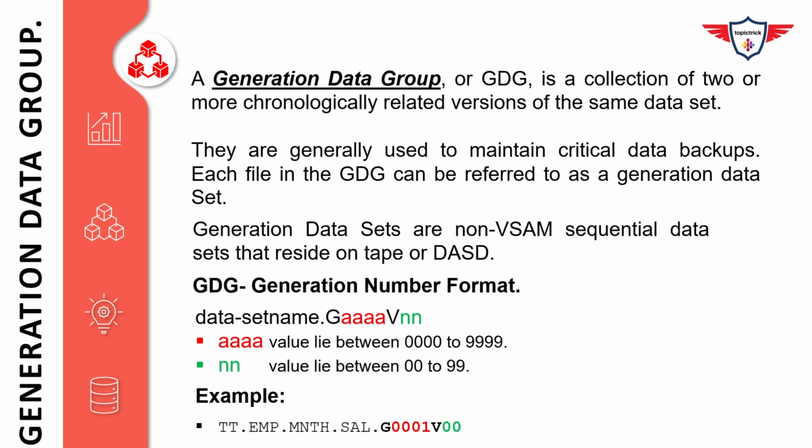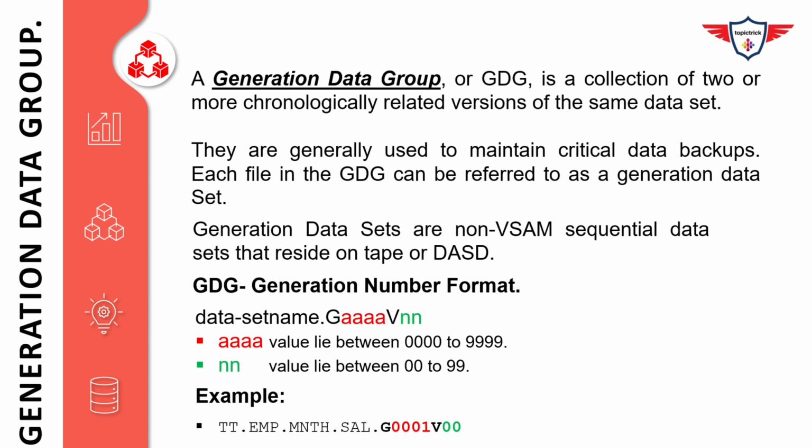So let's get started with introduction to generation data group. A generation data group or GDG is a collection of two or more chronologically related versions of the same dataset. Each version is called a generation dataset, and generation datasets are non-VSAM sequential datasets that reside on tape or DASD.